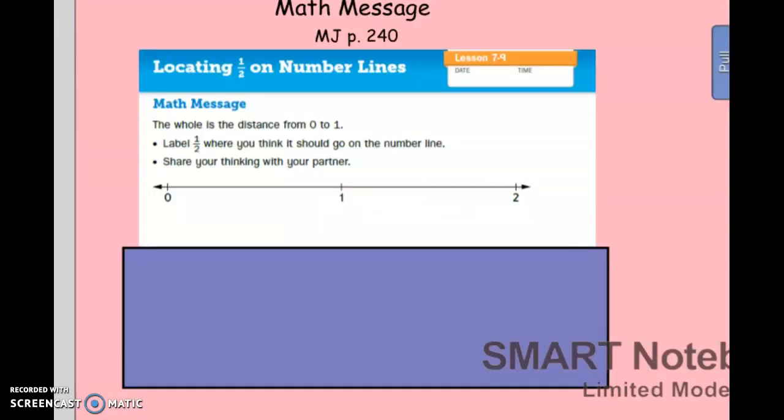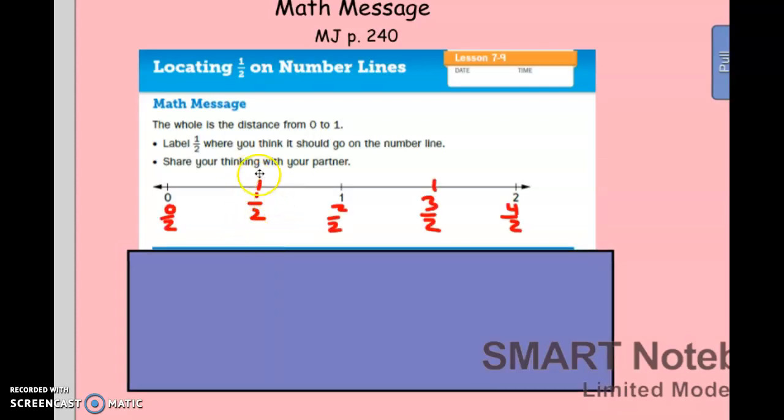Please go ahead and take out Math Journal page 240. We're going to do the top half of the page now. I'll read the directions and then you pause the video to give yourself time to solve. The whole is the distance from 0 to 1. Label 1/2 where you think it should go on the number line. If you have someone at home you can share with, you're welcome to do so.